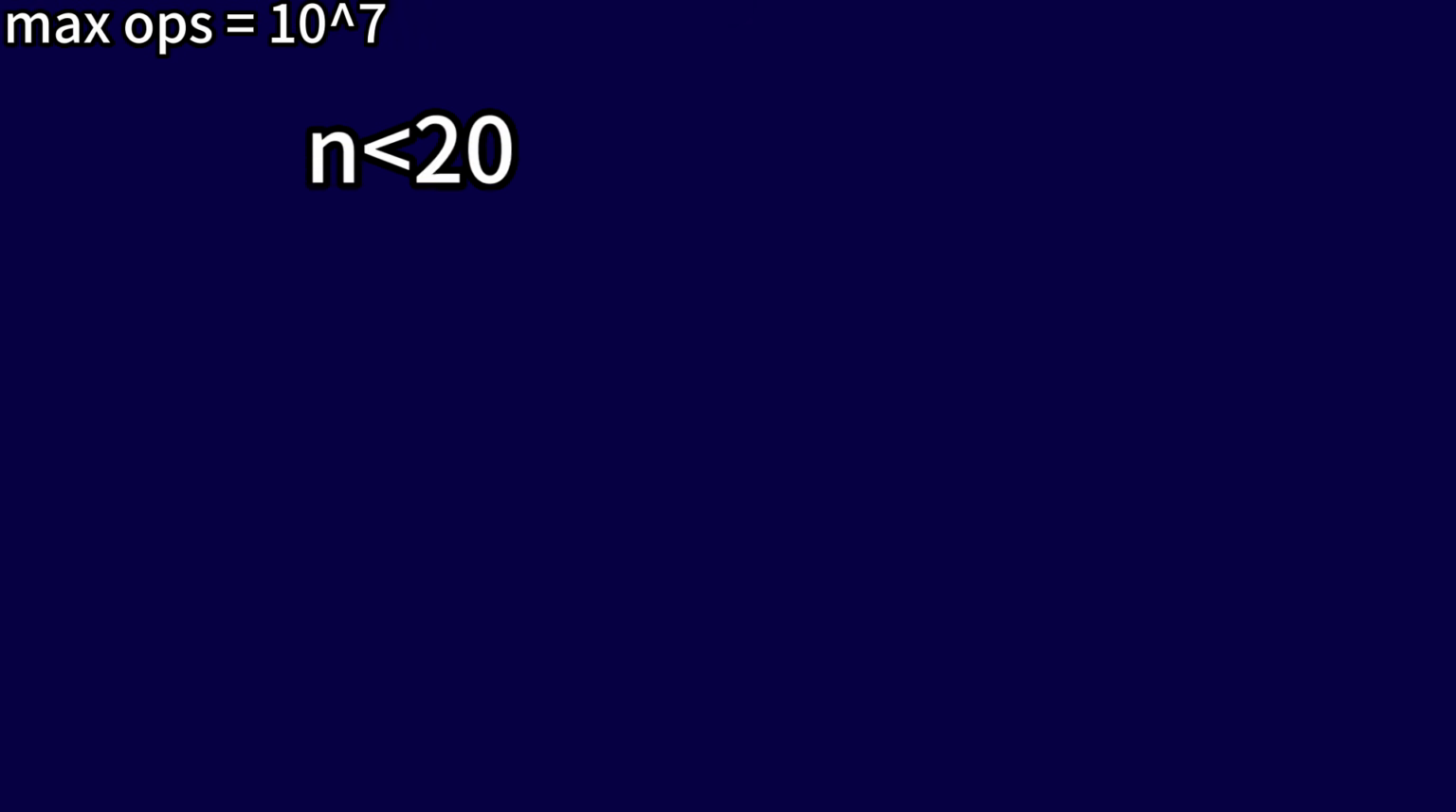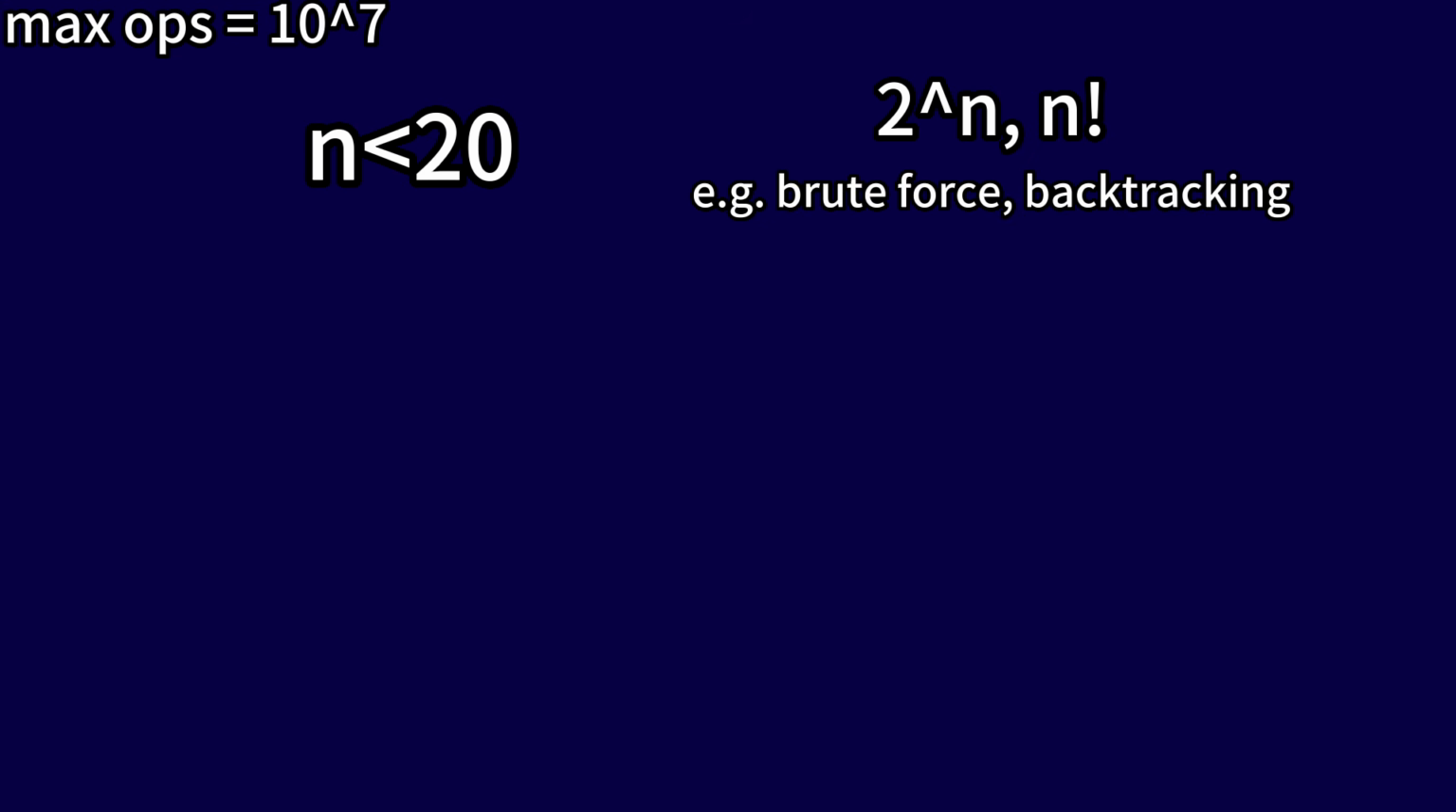If n is less than 20. With such a small input size, we have a lot of room to work with. We can typically afford to use brute force solutions here. Why? Let's do the math. 2 to the power of 20 equals about 1 million, which is well within our maximum operation limit.